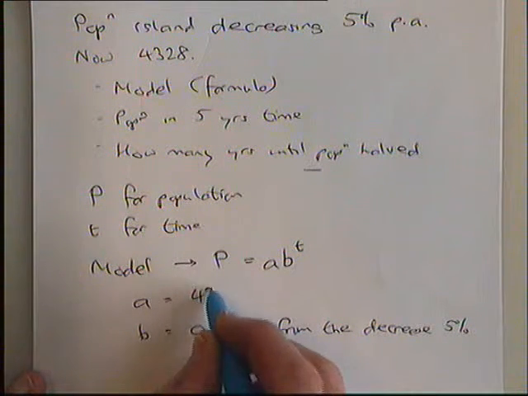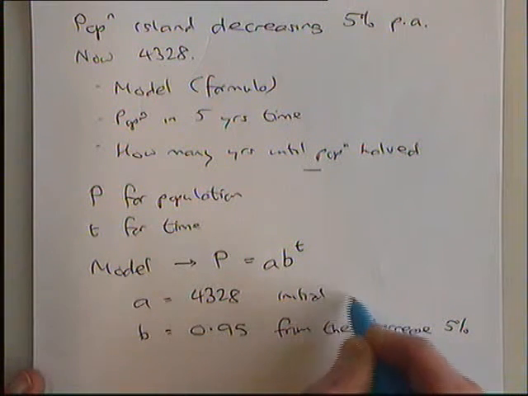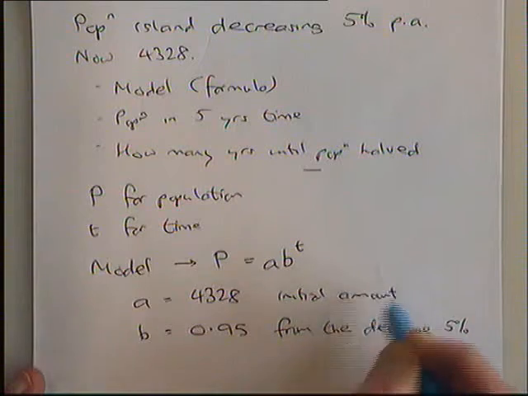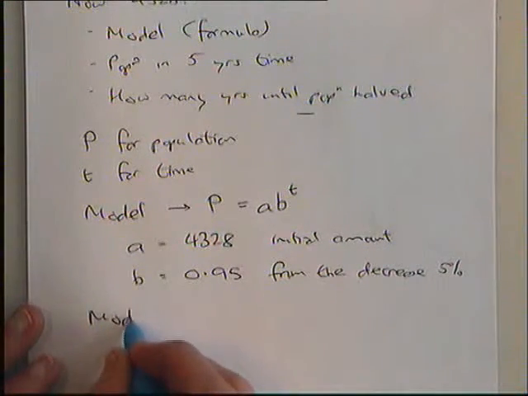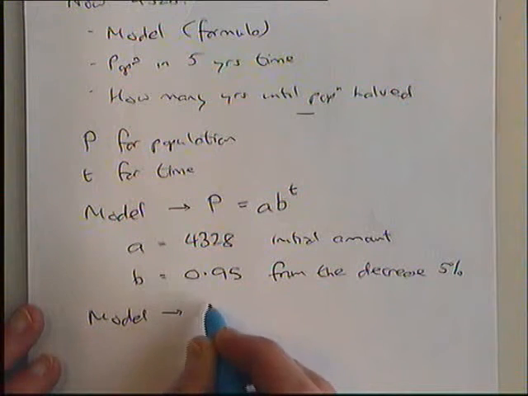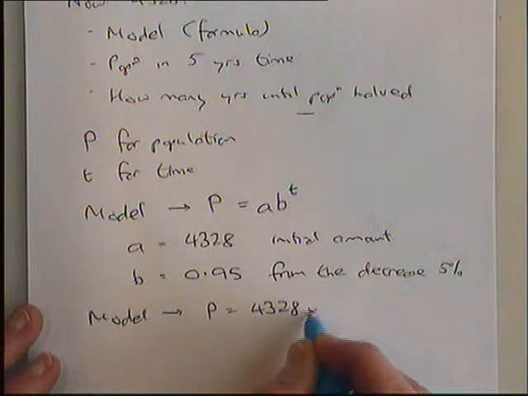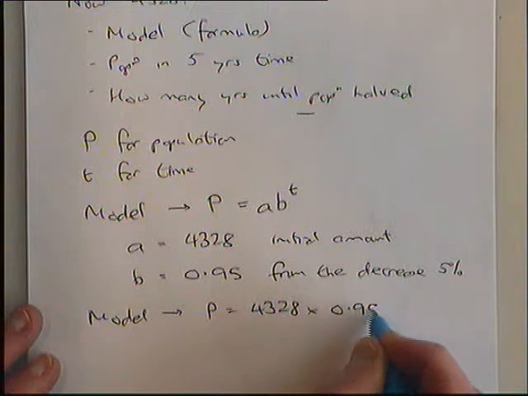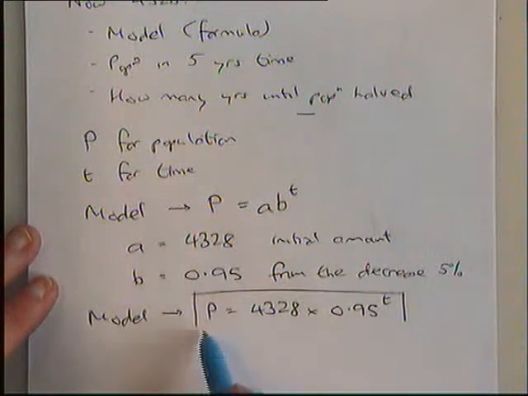4328. Yeah, that's right. A is always the initial amount. So my model, my formula, if I just substitute those numbers in, becomes P equals 4,328 times by 0.95 to the t. So that's my model. That's the key thing in this question.